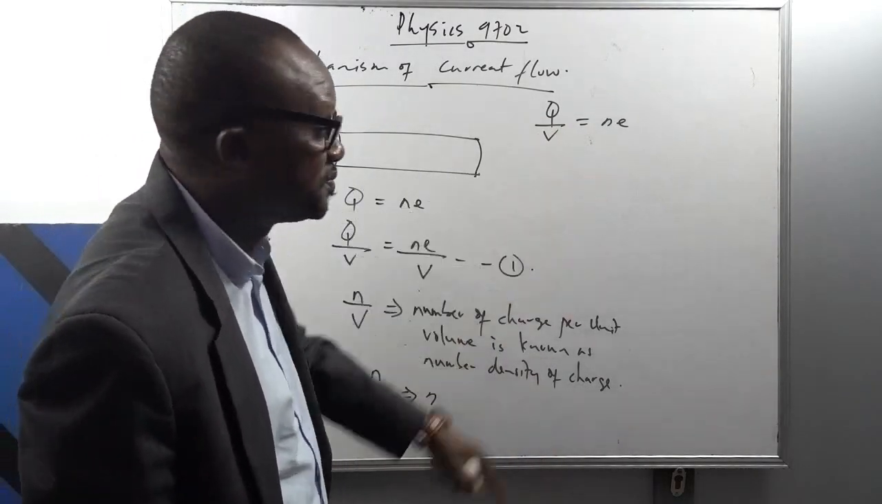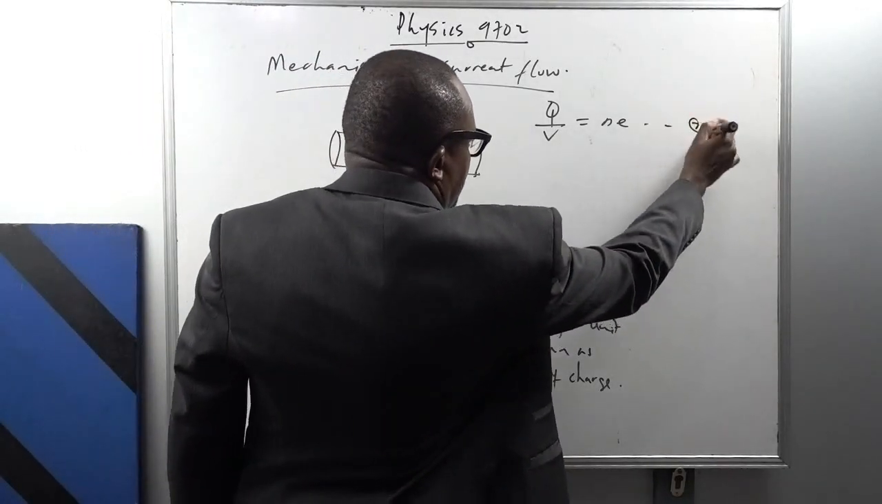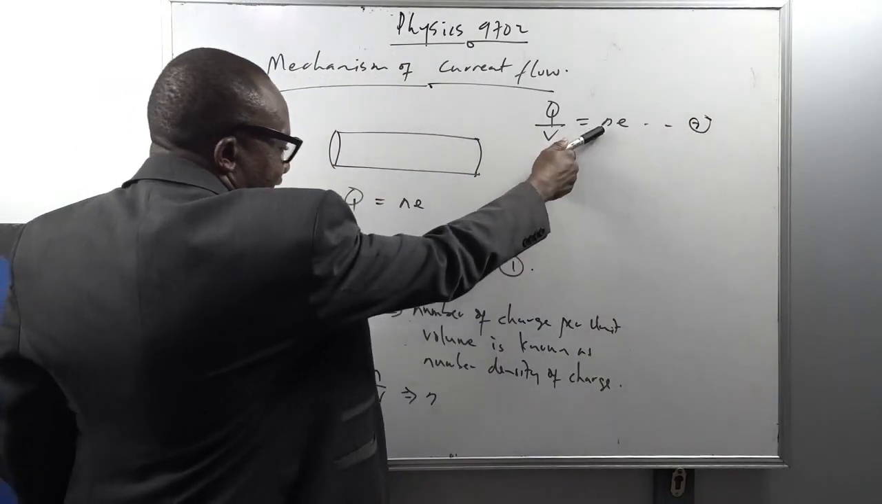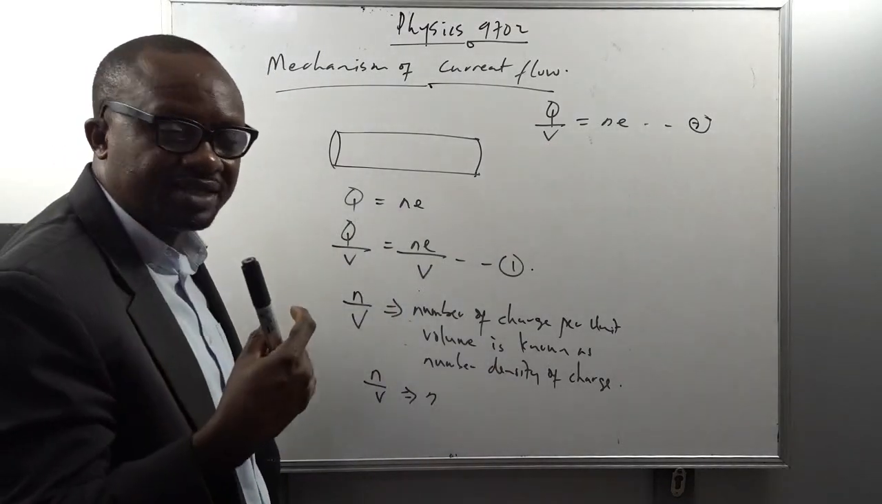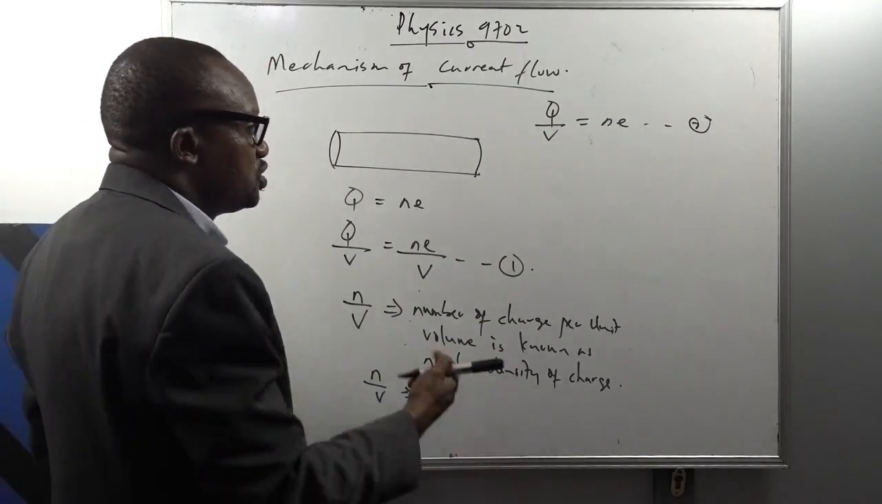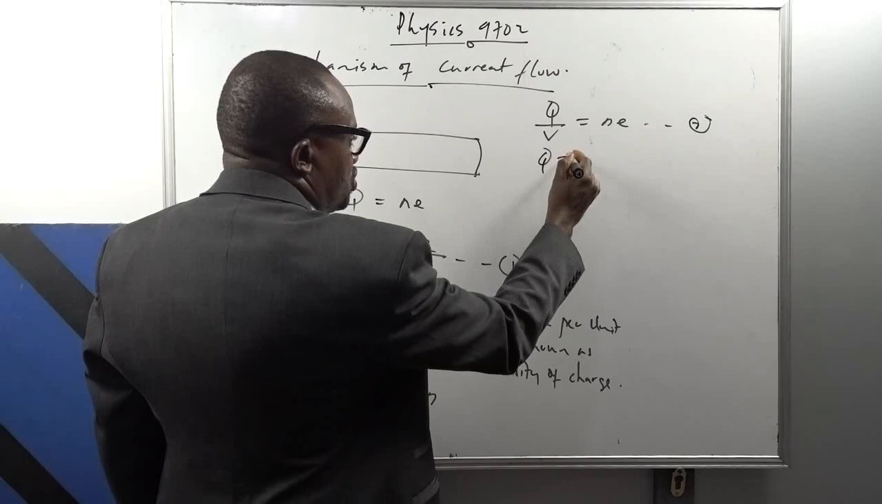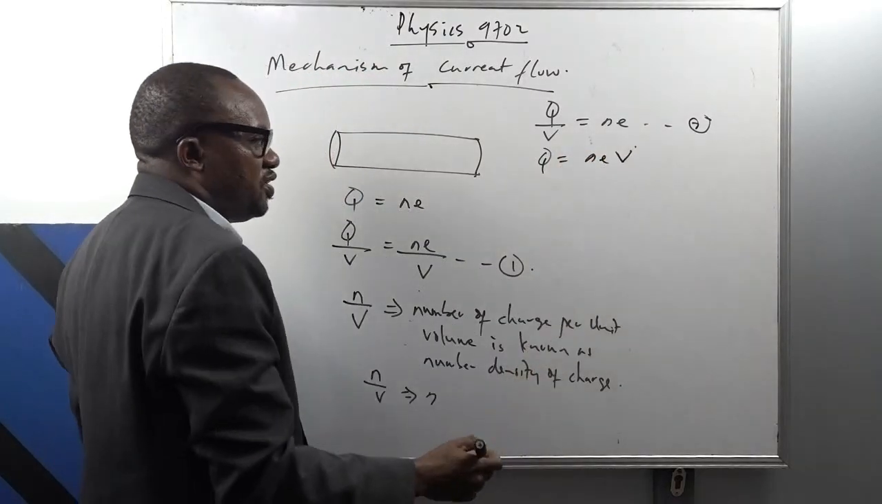Now if you cross multiply this, I can call this one equation 2. Note that this slanting n is different from this n. This n in the previous equation is the number of charge, but this slanting n is the number of charge per unit volume. So if you cross multiply, I'm going to have q is equal to n e V. This V represents volume.